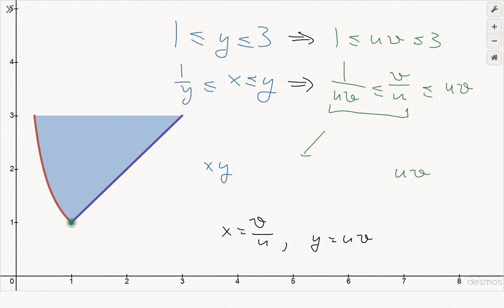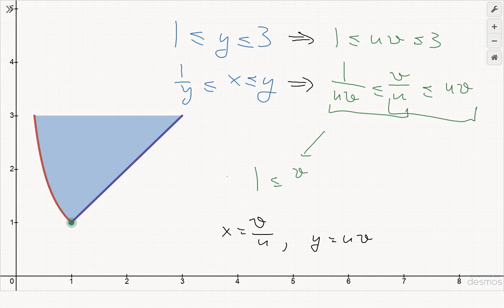So this one, we've got a 1 over u on both sides. So 1 over uv less than or equal to v over u. Well, we can just multiply both sides by u, so we get v greater than or equal to 1 over v. So 1 is less than or equal to v squared, and then since v is greater than or equal to 0, we get 1 is less than or equal to v.